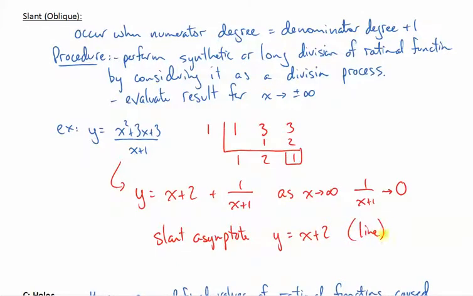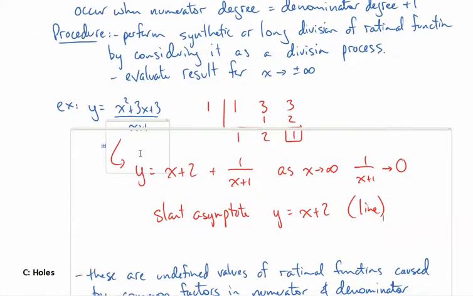You can graph this function on your graphing calculator and graph this line for comparison's sake, and you'll see that for very large values of x, they don't even have to be very large, that this rational function will behave like this line. However, it won't near the origin where x is negative 1. There'll actually be a vertical asymptote.